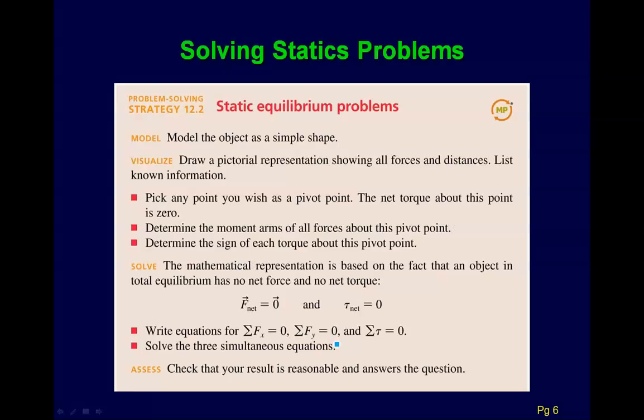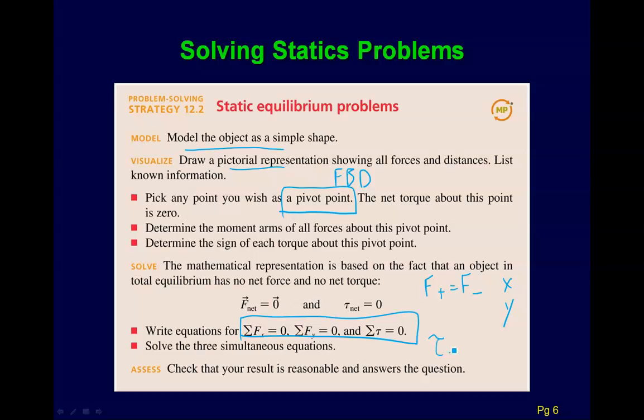And here are the steps from the textbook for solving a static equilibrium problem. First of all, they say model the object as a simple shape and draw a pictorial representation, and that's basically making our free body diagram. Then the tricky part, and I think the most important part, is picking the pivot point. This can save you a lot of time. Once you pick the pivot point, you can go through and apply your Newton's second law equations. Again, I would do this as the positive forces equal the negative forces in the x direction, another one for the y direction, and then the torque positives equal to torque negatives. So you end up having, in general, three equations for your system.